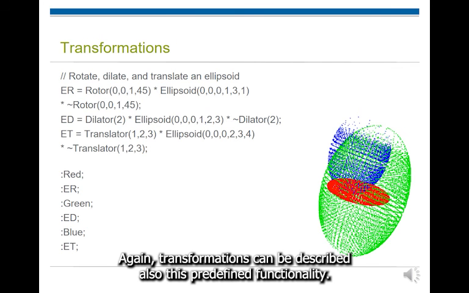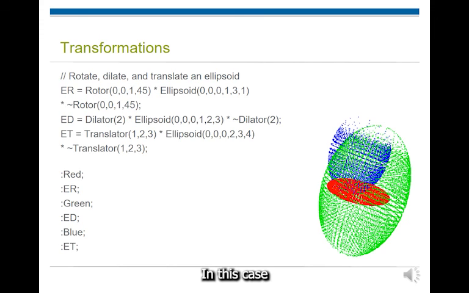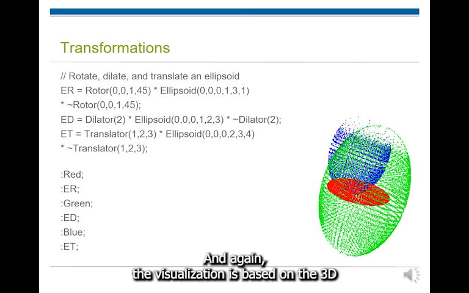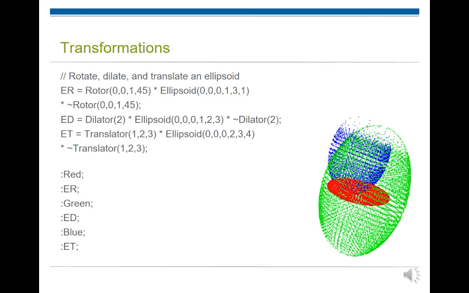Again, transformations can be described also with predefined functionality. In this case, we are using a rotor, a dilator, and a translator in order to rotate, dilate, and translate an ellipsoid. And again, the visualization is based on the 3D visualizer of Gallop.